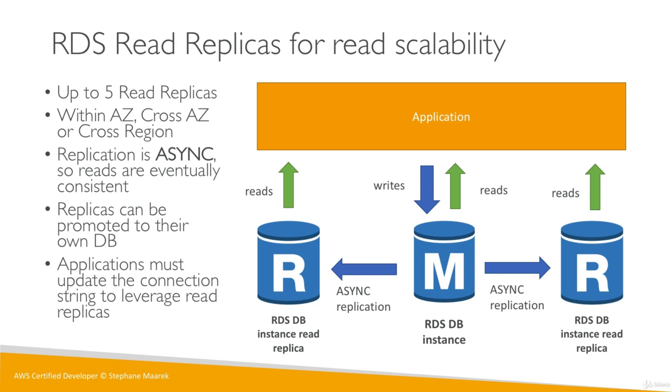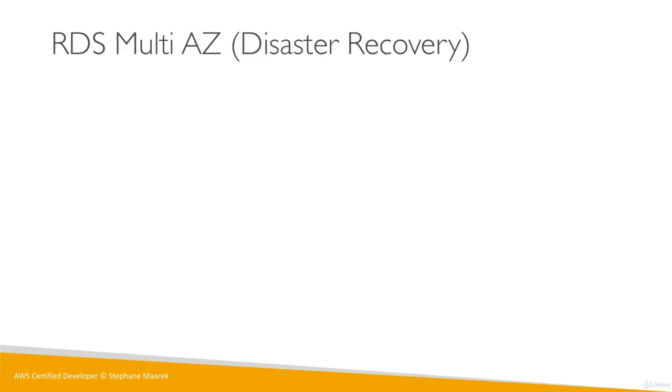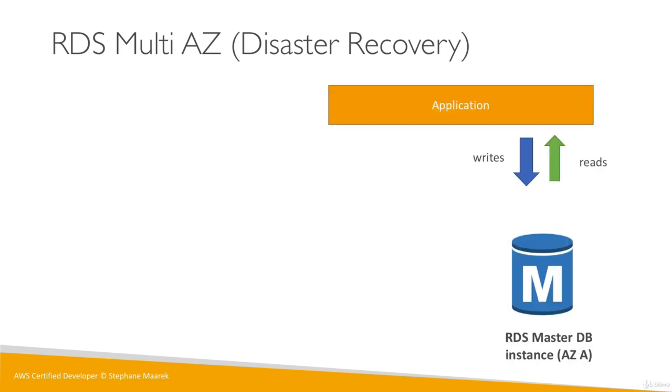So read replicas, if you remember, 2 things. It is multiple instances. Only one, the master, takes the writes, all the others take the reads, and the replication is asynchronous. Okay? Now, this is something you have to contrast with multi-AZ, and multi-AZ is for disaster recovery. So with multi-AZ, your application still talks to the master database instance, maybe in availability zone A, and it does all the reads and the writes.